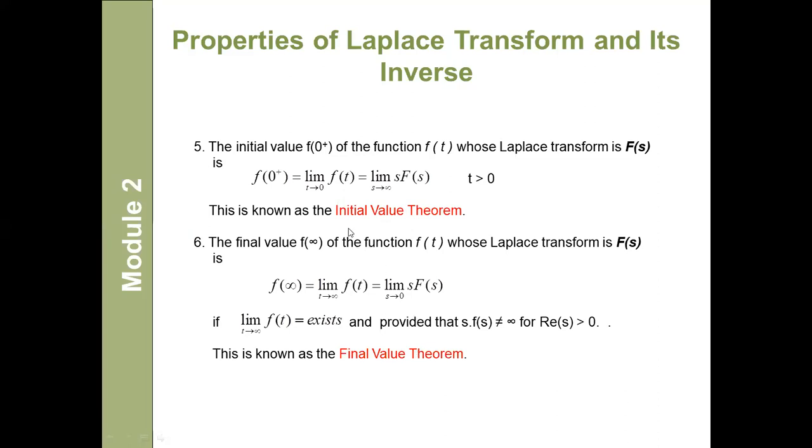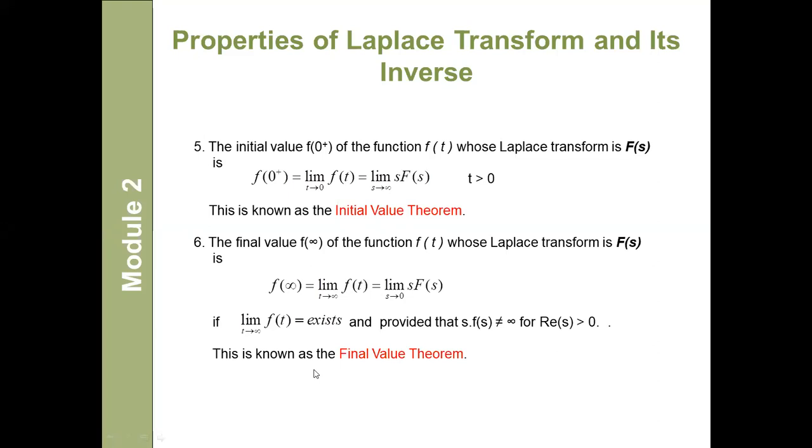Let's say, find the initial value of the function. That would need the f of t expression, and then you substitute t equal to 0 to the t's. If you are asked to determine the final value of the function, that would require you to substitute infinity to all the t's in your function of t. Using these two theorems does not require you to invert the given function of s.